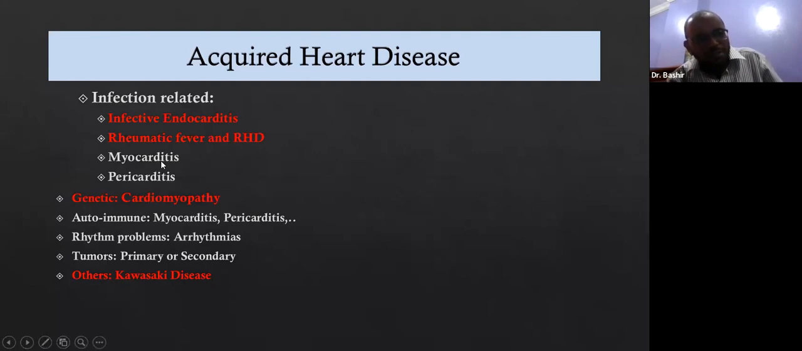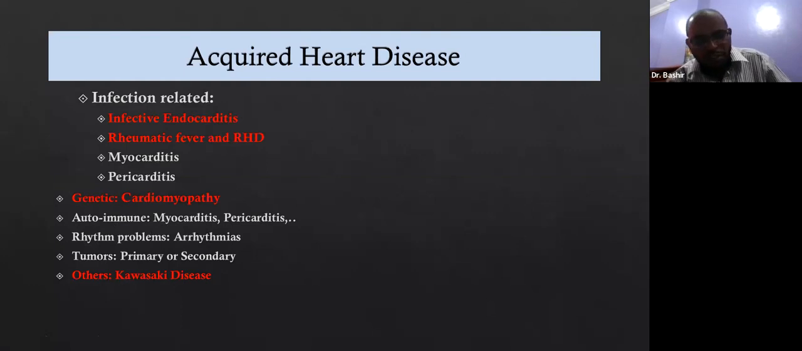Myocarditis, pericarditis due to most likely bacterial or viral or fungal. Genetic, the most common is cardiomyopathy. As we know, hypertrophic cardiomyopathy, most of it is inherited, and also part of dilated cardiomyopathy. Immune-mediated myocarditis, pericarditis, like SLE. This problem causes arrhythmia.